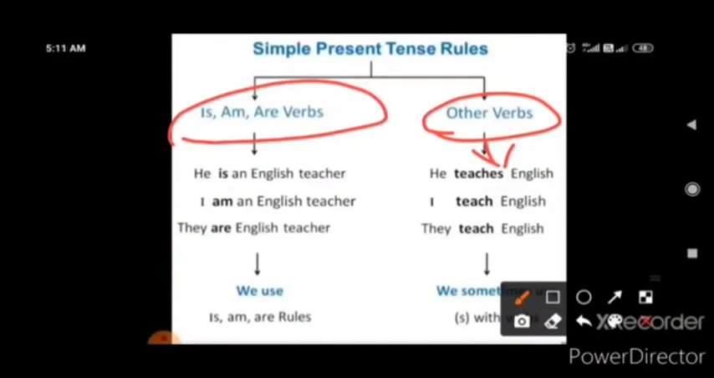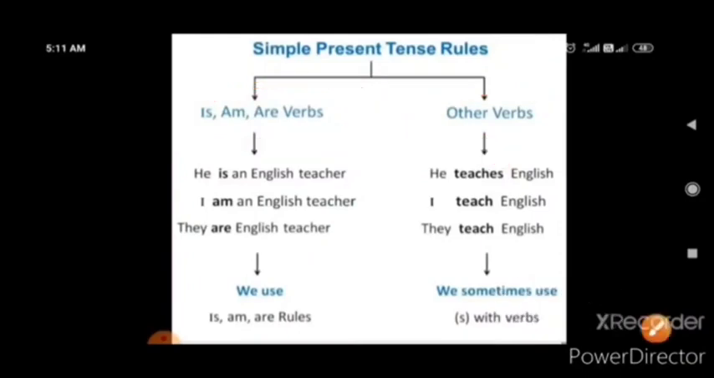But in main verb, he teaches English, I teach English, they teach English. We sometimes use s with verbs. It's very important. Let me tell you how to add s with verbs and where to add s with verbs. I will tell you. We use is, am, are rules.